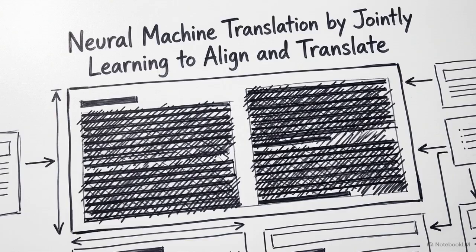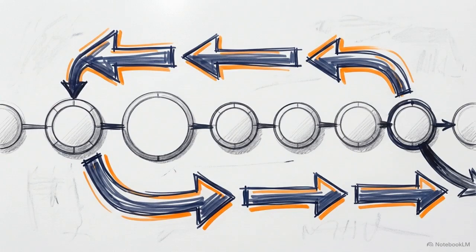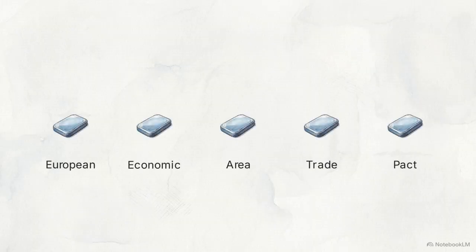A solution arrived in a 2014 paper by researchers Dzmitry Bahdanau, Kyunghyun Cho, and Yoshua Bengio. They introduced a method to jointly learn to align and translate. The first step of their architecture upgrades the encoder using a bidirectional RNN. An RNN, or recurrent neural network, is a model that processes data step by step in a sequence.